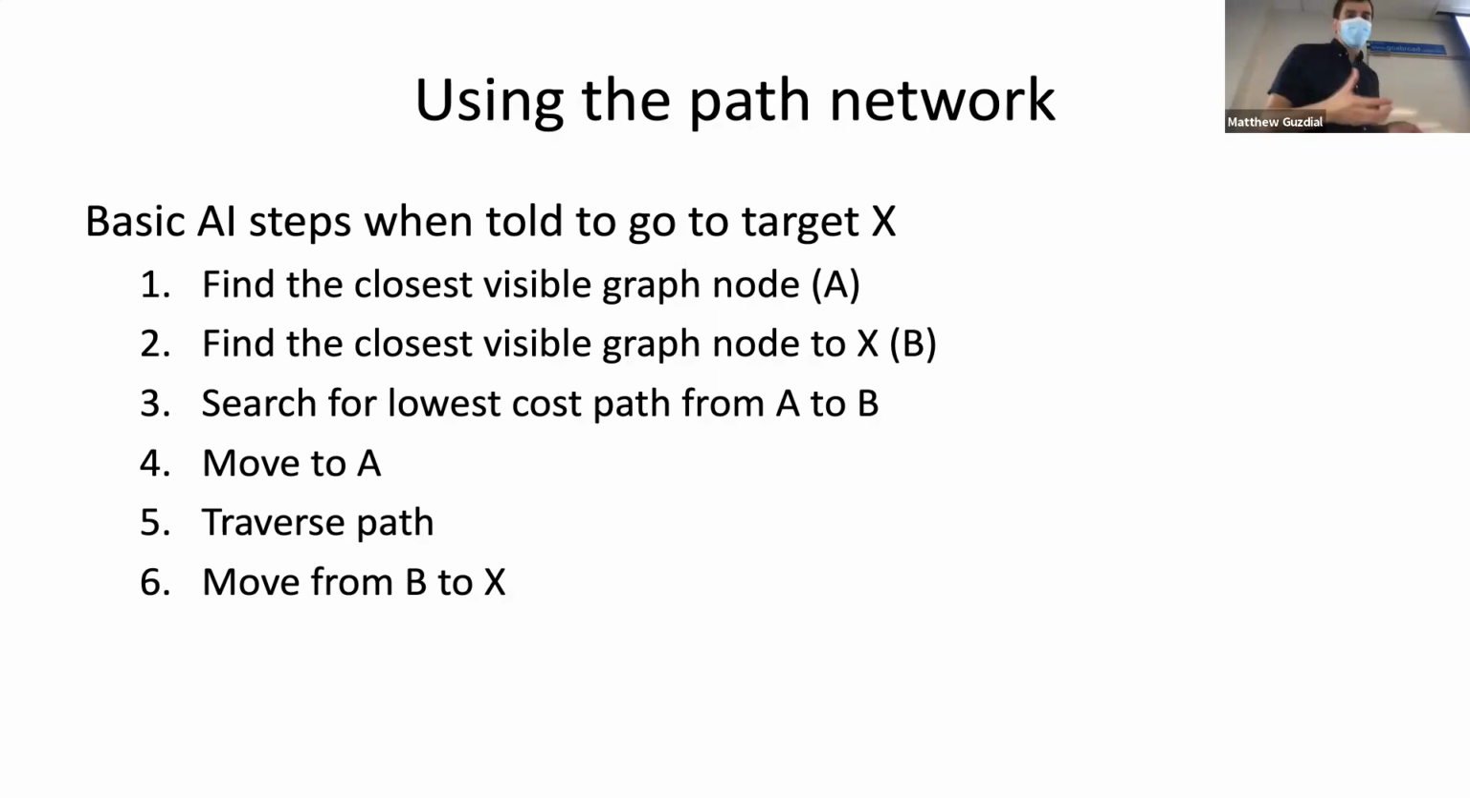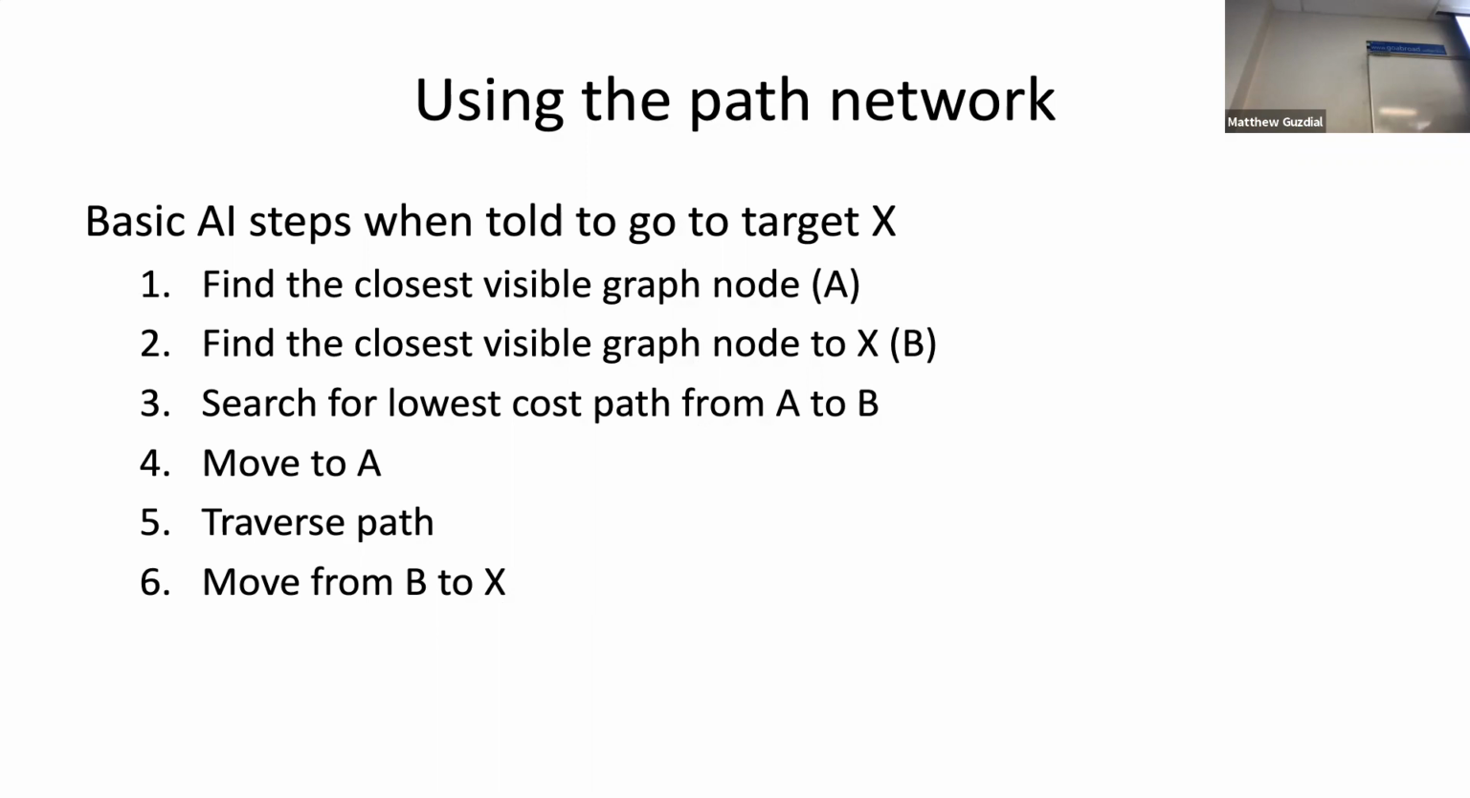Okay, the basic idea of using a path network is that we want to find the closest visible graph node. Now this is interesting because this indicates we don't always have to be on a graph node. We can go off the path a little bit, as long as we know it's safe around that area. So if we can find the closest visible graph node, we want to immediately just go straight there.